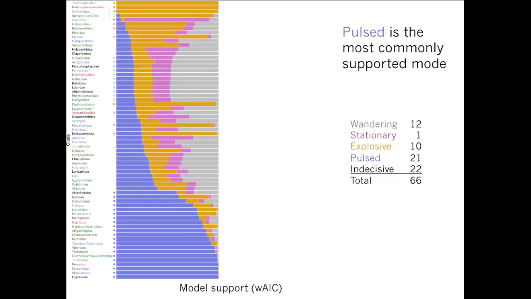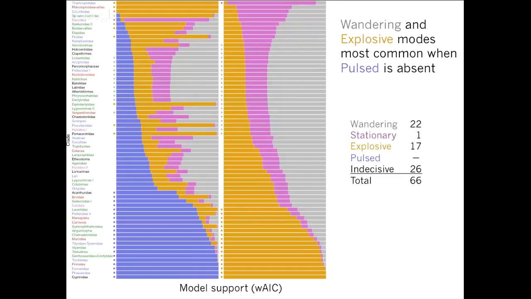So to the results. When we applied these models to these 66 vertebrate clades, we found that pulse models were the most commonly supported mode, but pulse models are not the dominant mode of evolution in these phylogenetic analyses. If for a moment we withheld pulse models from our analysis, our macroevolutionary landscape across clades might look something like this, where the explosive mode, or an early burst model, seems to receive the highest support.